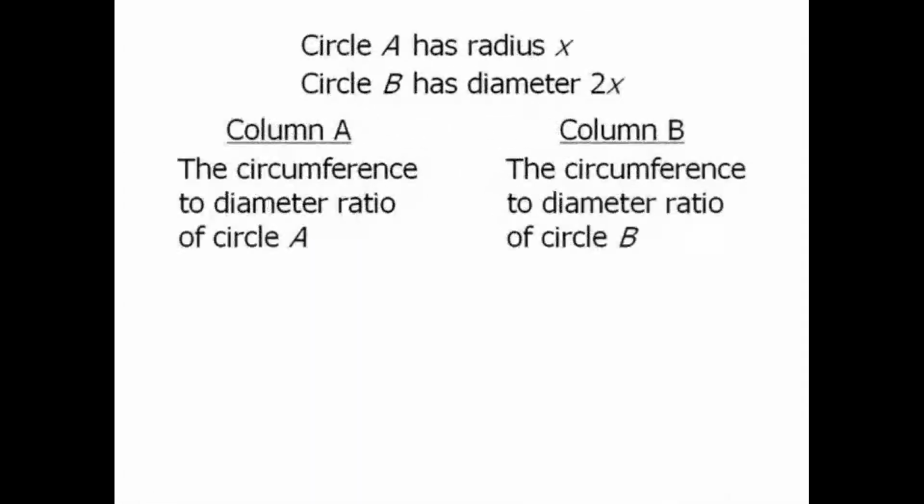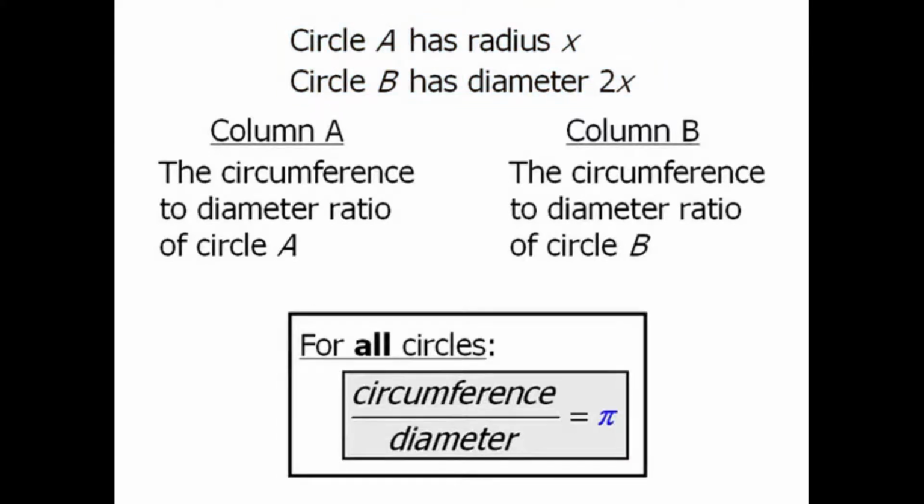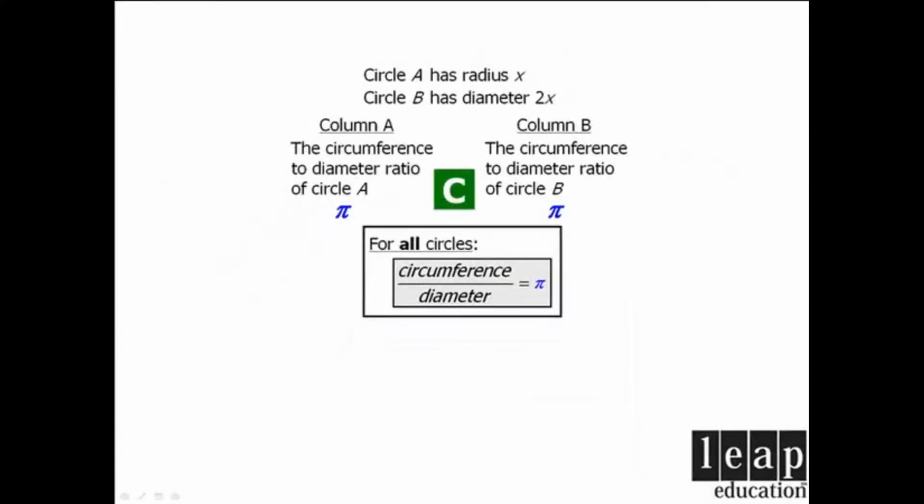Alright, to solve this question, we can ignore this information altogether. We only need to know one rule. That is, for all circles, the circumference to diameter ratio is always equal to pi. That's the definition of pi. So column A and column B are both equal to pi, in which case our answer must be C.